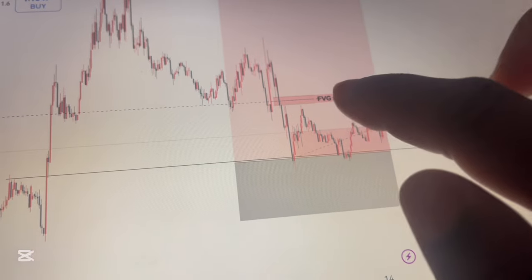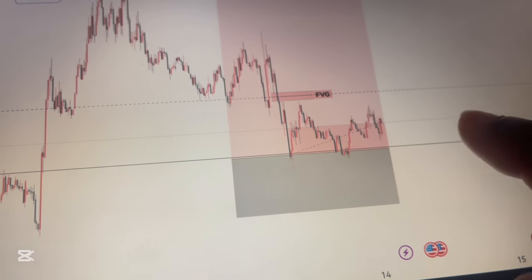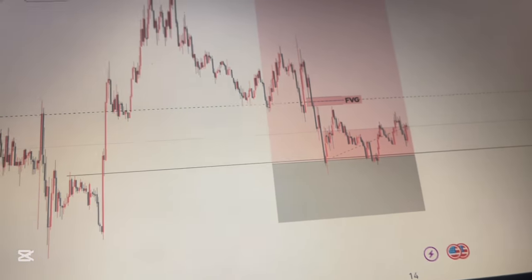If it fails here, then it's going to take me out at break even, and that is going to be okay. We are going to look for another setup. So that is basically it. So that is it about Euro USD.